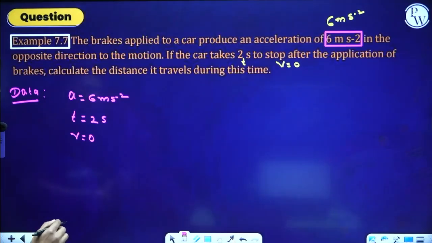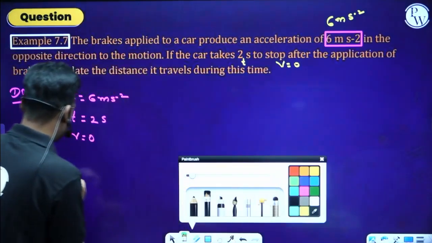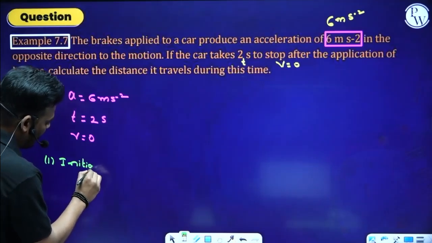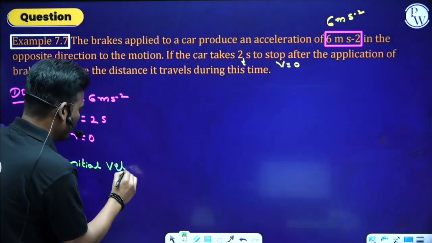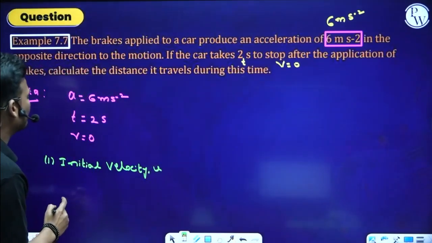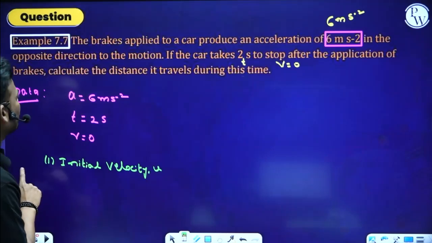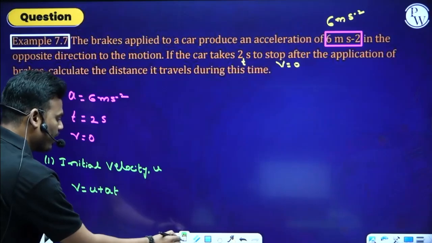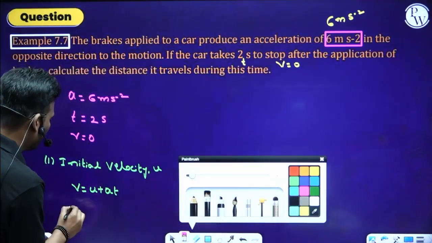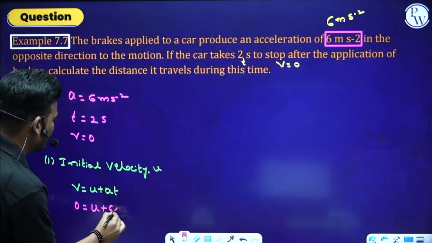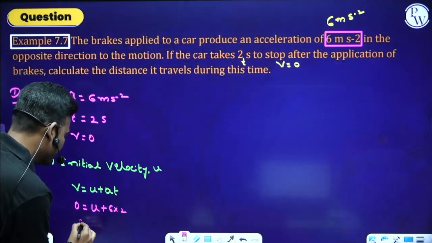So first you need to calculate the initial velocity, right? For that, you can use the equation independent of displacement, which means V is equal to U plus AT. Now here, final velocity is 0, equals initial velocity plus acceleration 6 into time, that is 2.